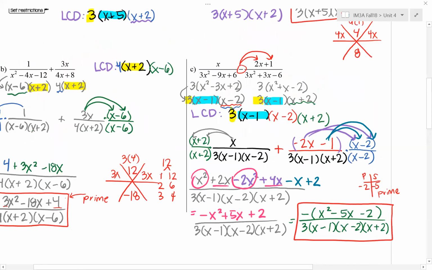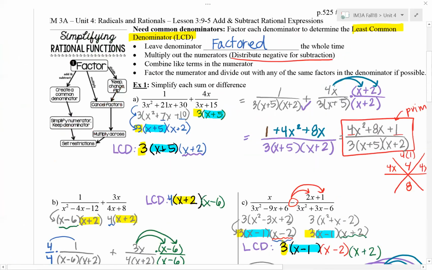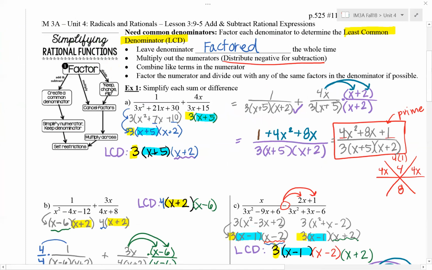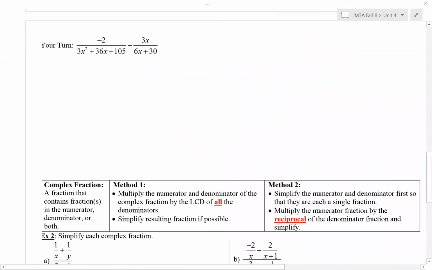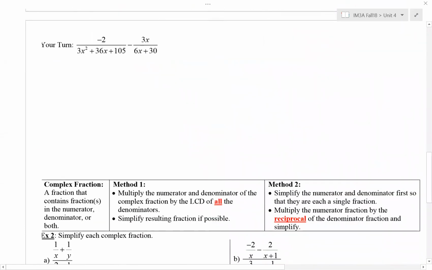So remember that you have the flow chart and then more detailed steps at the top of your page to help you process this. You do need to do the your turn here, and so check your answers with your teacher so that you can make sure that you're good to move on. And again, it follows very similar to everything that we've been doing. We'll finish the rest of this up next week.